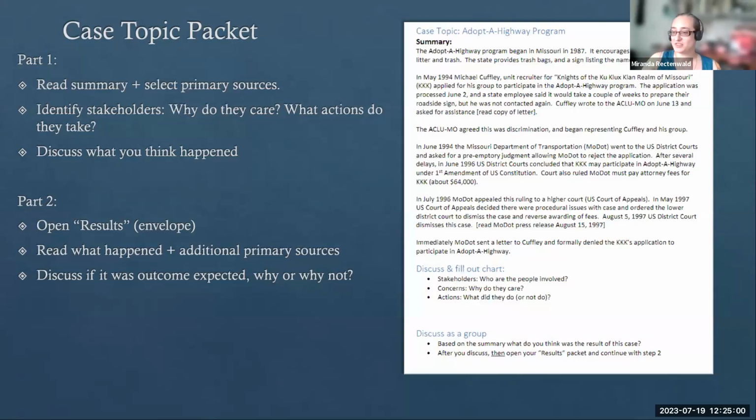Then they discuss what they think happened. Once each group has had a discussion about what they thought happened, they open a second packet that I give them that is their results, which is actually what happened in history, and sometimes some additional primary sources. Then they have a second discussion: is that outcome what they expected? Did the people react how they were extrapolating them to react? Why or why not?